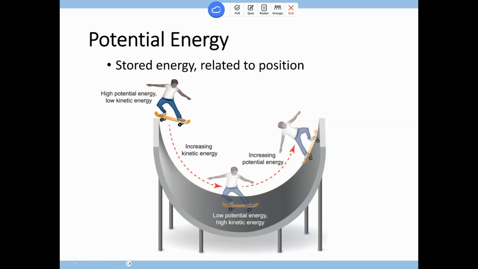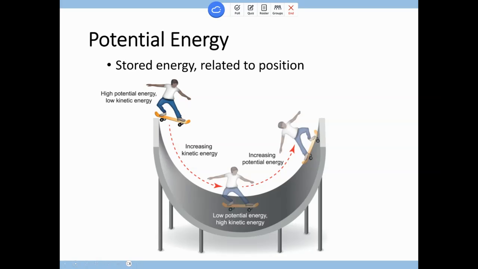Then as the skateboarder moves down the half pipe, they've increased kinetic energy, they're moving faster, and they're decreasing potential energy because now they're no longer at that high position where they can gain more kinetic energy. So at the low point, they have low potential energy. There's nowhere for them to fall forward, but they have high kinetic energy because they're moving fast. And then as they go back up the other side of the half pipe, they've slowed down, so decreasing kinetic energy, but they're at a higher position where they could fall and gain kinetic energy, and so that's higher potential energy.